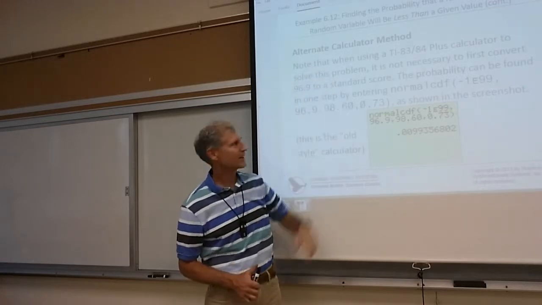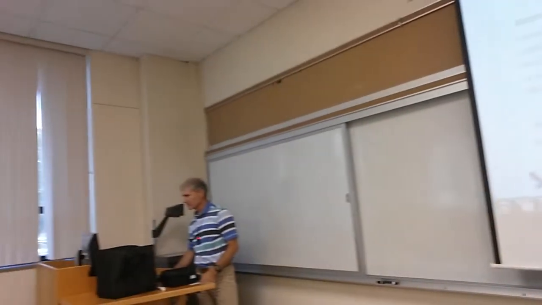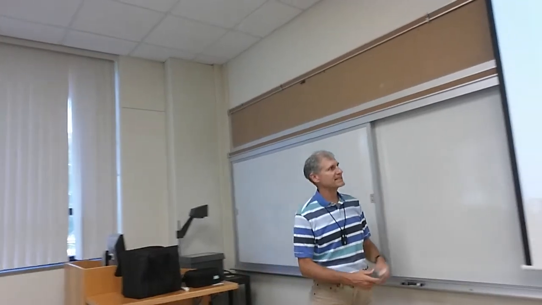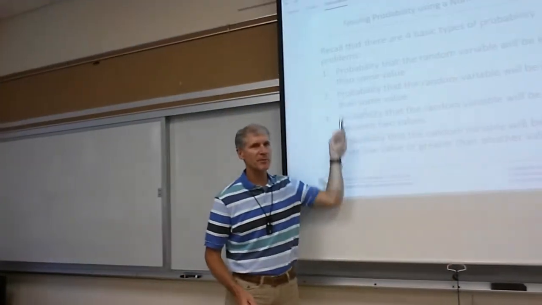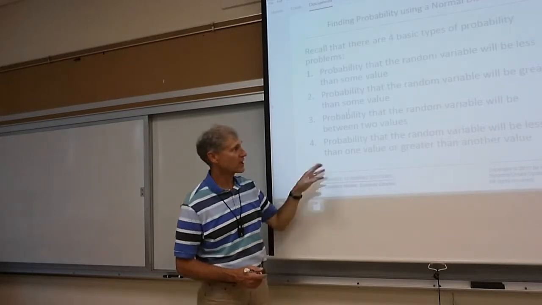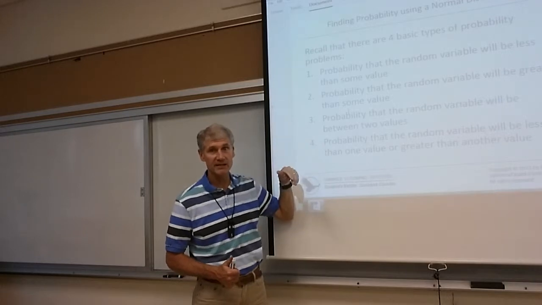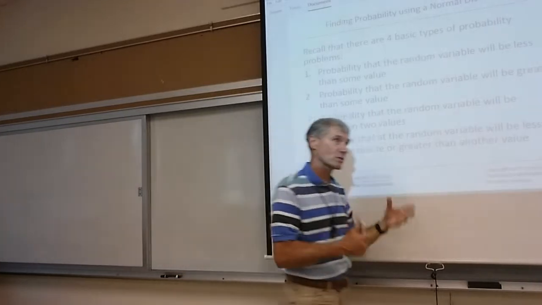Got it? All right. So I skipped a slide here a second ago, so let me go back to it. These are the 4 basic types of normal probability questions you could be asked. All right, so let's talk about each of those. You don't have to write these down. You just have to be able to recognize when you hit them, well, which one do I have?